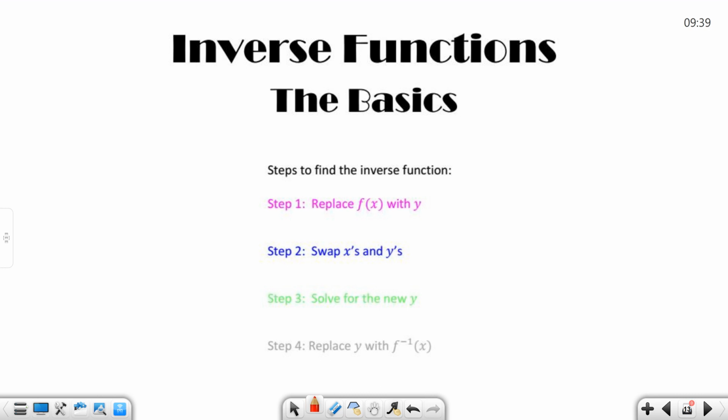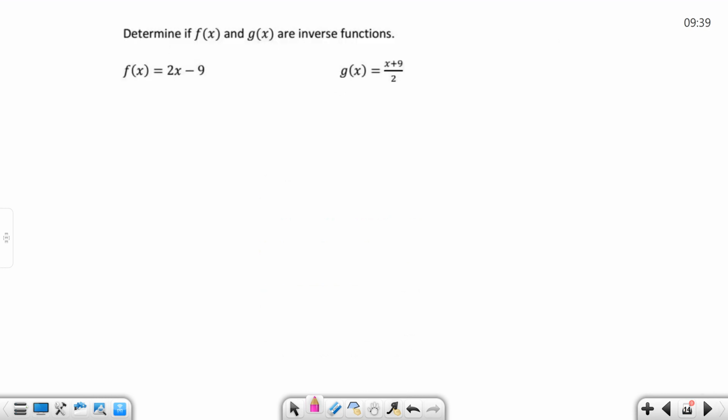I'm going to color code them with this sort of pink or fuchsia color, this blue, the green, and then the gray in the end. So I'm going to do the same 4 colors. Let me go ahead and pick that color now. I'm going to have those same 4 colors or very similar colors as I go through and do these steps. So actually first I wanted to determine if f and g are inverse functions.